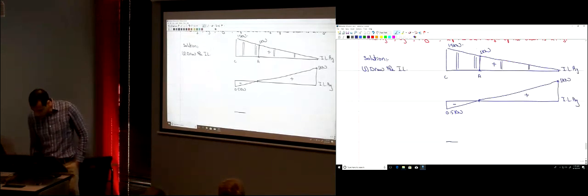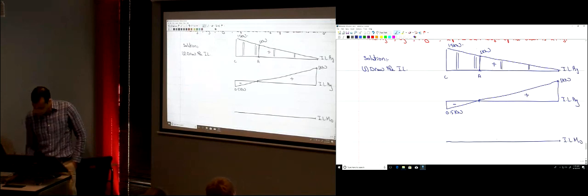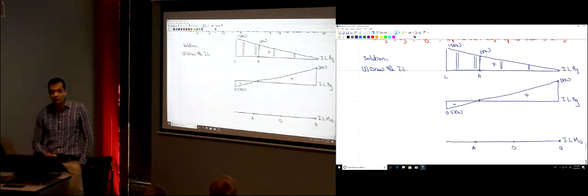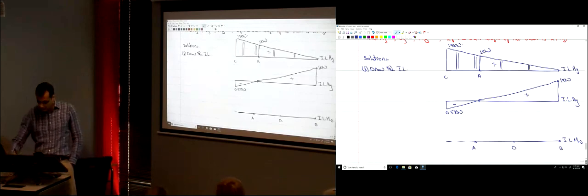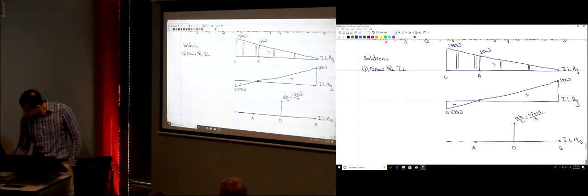What about the influence line for MD? This is the support A, this is the support B. Point D over here is just right in the middle. The influence line for a simple beam for MD is just one height over here. It's AB divided by L. A is 1.5 meters, B is 1.5 meters, divided by L, which is 3. So that is equal to 0.75 kilonewton meters.